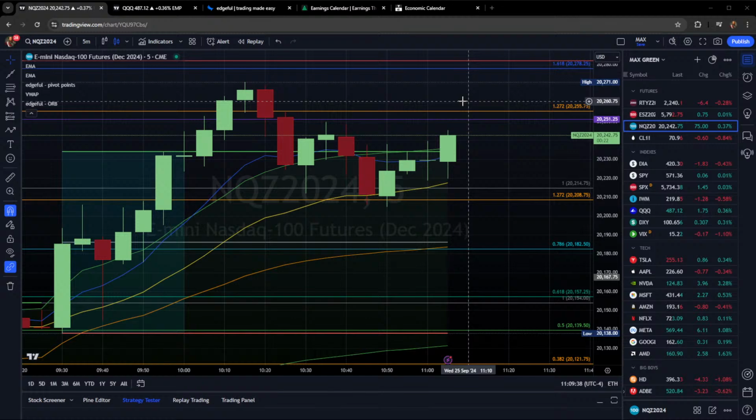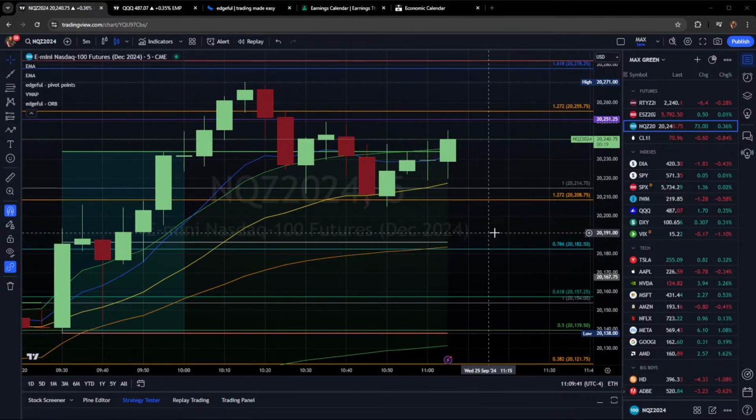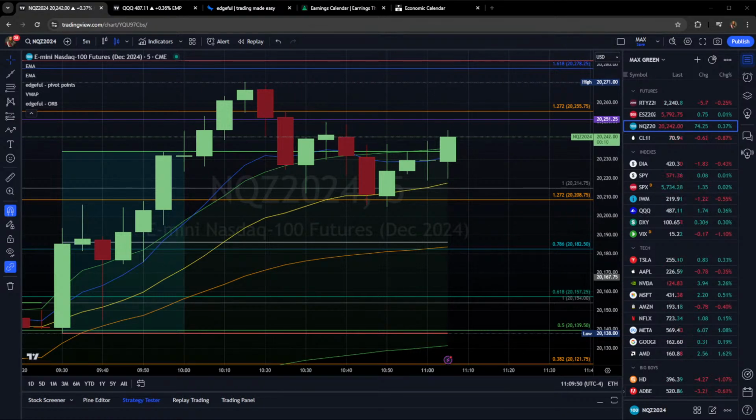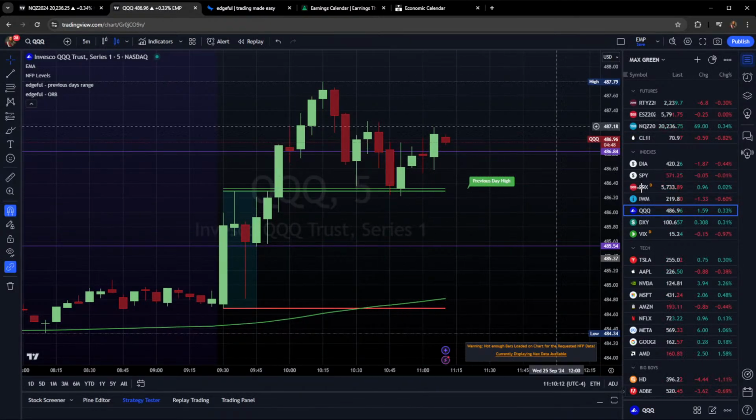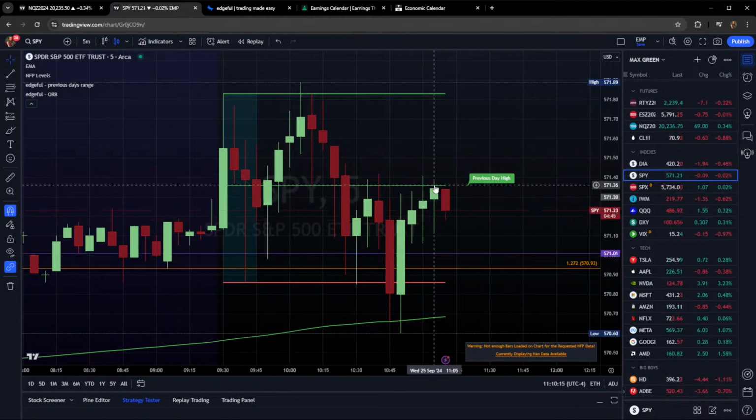I would love for this to either go up here or come down here. I'm having fun streaming this for you guys, but pretty mixed bag though. QQQ, this is very bullish overall. SPY, this is still not great, but we're right in the middle.